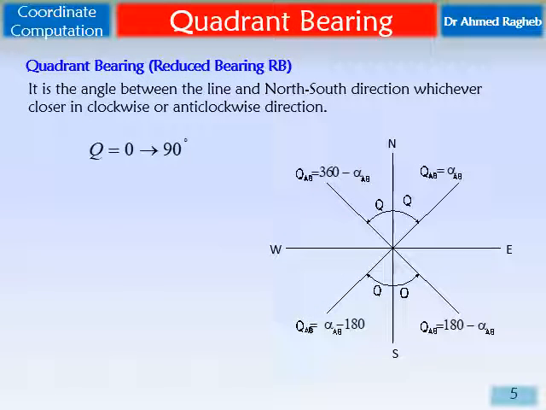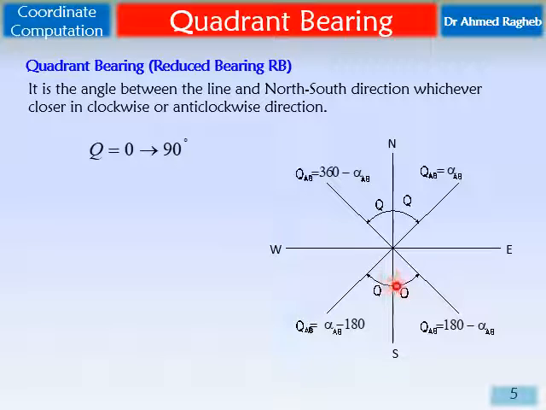The quadrant bearing. The quadrant bearing is another form of the bearing of the line. الانحراف المختصر, quadrant bearing or reduced bearing. The definition of the quadrant bearing is the angle from the north direction or the south direction to the line, clockwise or anti-clockwise, whichever is closer. So if the line is in the first quad, it's easier to measure it from north and go clockwise. If it's in the second quad, then it's from the south anti-clockwise.